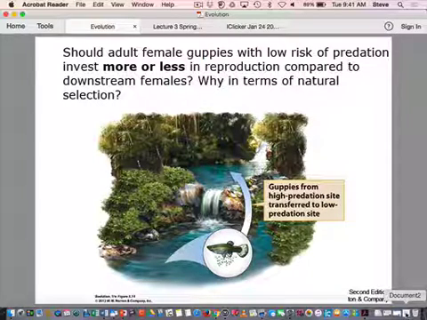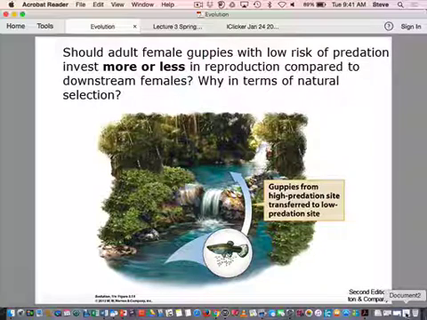No, it's kind of how much energy they put into reproduction relative to the other population. Do they put more or less in general? It's kind of tough. Yeah, join any group.